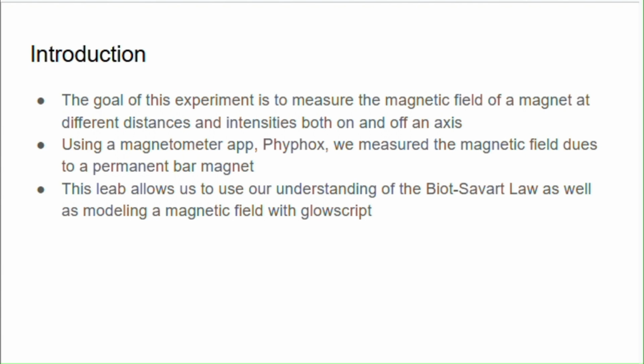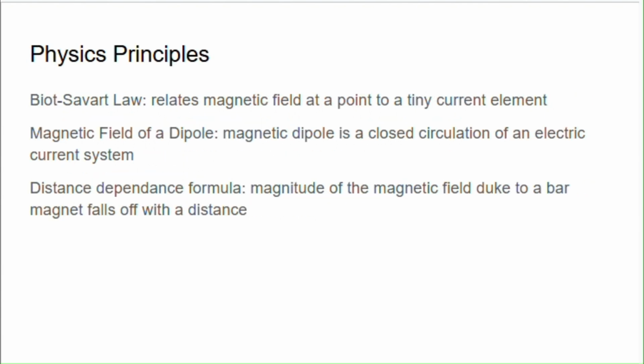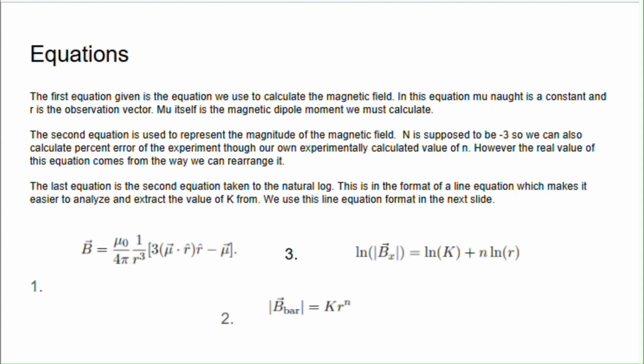This allows us to use our understanding of the Biot-Savart law as well as modeling a magnetic field with GlowScript. So some physics principles we use. The Biot-Savart law relates magnetic field at a point to a tiny current element, the magnetic field of a dipole, and that's caused by the closed circulation of an electric current system. And the distance dependence formula: the magnitude of the magnetic field due to a bar magnet falls off with distance.